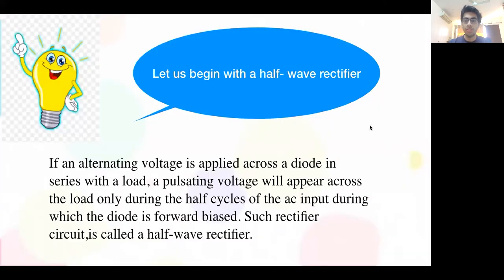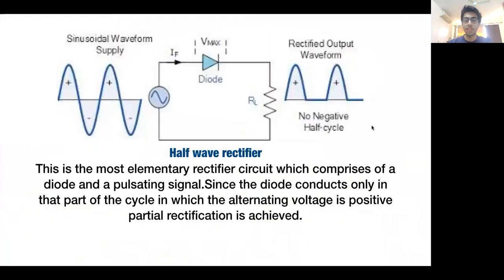First, let us begin with the half-wave rectifier. If an alternating voltage is applied across a diode in series with the load, a pulsating voltage will appear across the load only during the half cycles of the AC input during which the diode is forward biased. Let us see what this means. This is the circuit diagram for the half-wave rectifier circuit. When the current flows through the diode such that it is in the path, the diode is forward biased and it will conduct. But if the diode is reverse biased during the negative half of the cycle, then it will not conduct. Therefore, we will get a half rectified output. Let us examine this further.